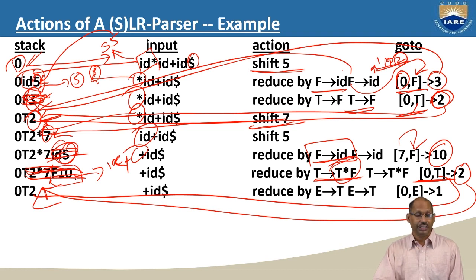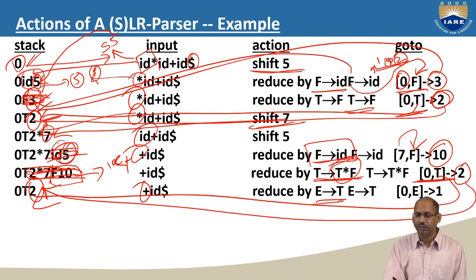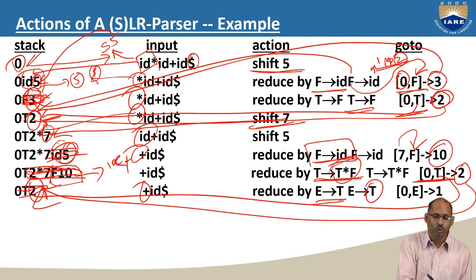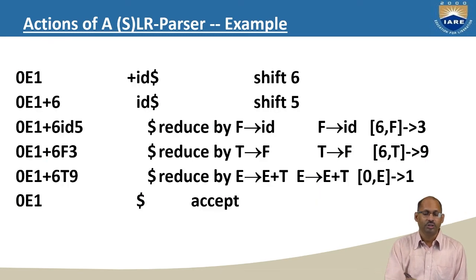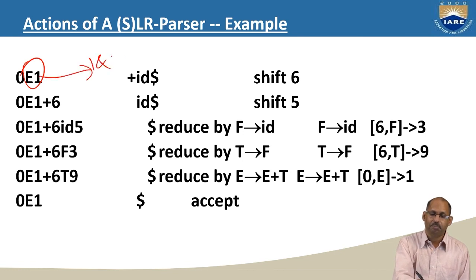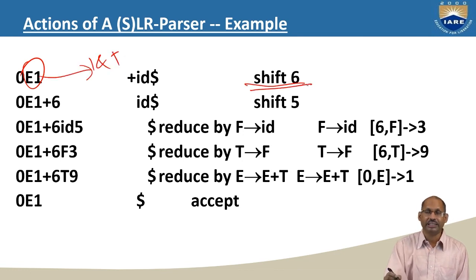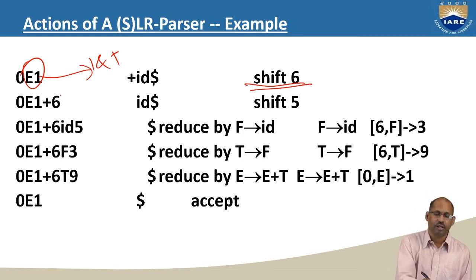Now we have 0, T and 2. Now refer 2 and plus. What is 2 and plus? E gives T. How many elements? 1 element. So pop 2 elements. And 0 and E gives 1. So E and 1 we have. Now 1 and plus sign gives S6. Shift 6. So simply move plus and 6.